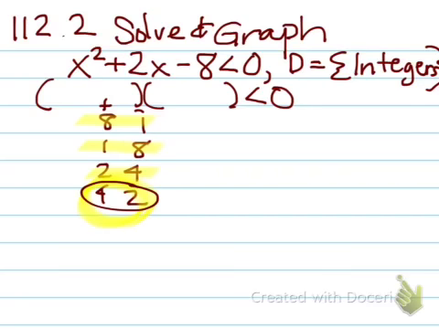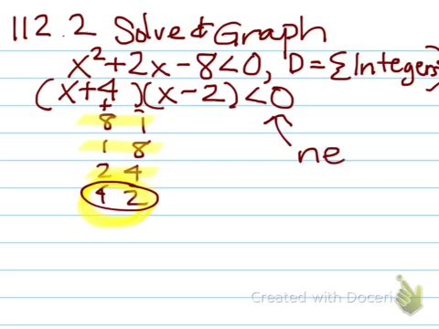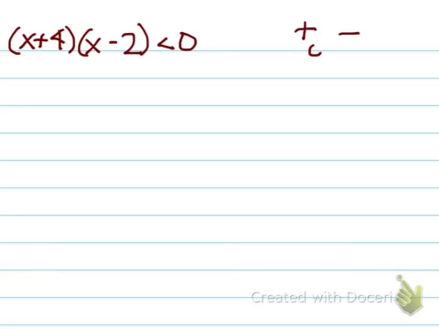So when we factor it, we get (x + 4)(x - 2) is less than 0. And then we need to figure out what we're going to do with this. The whole thing is less than 0. That means this product has to be a negative. So that means we're either multiplying a negative times a positive or a positive times a negative. So let's start first with positive times negative.